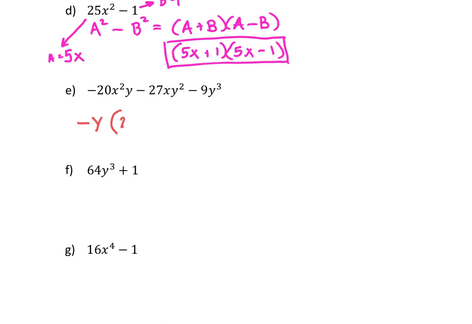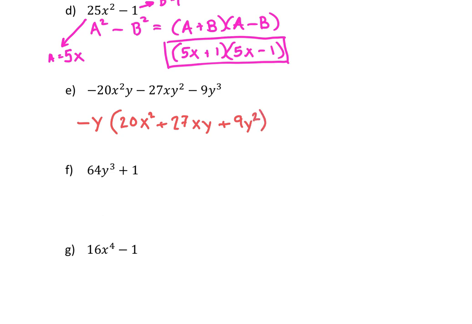Then we are left with 20x squared plus 27xy plus 9y squared.